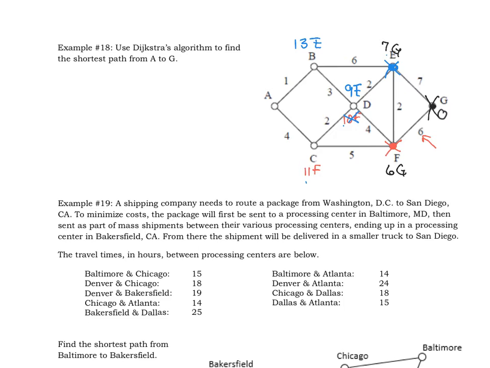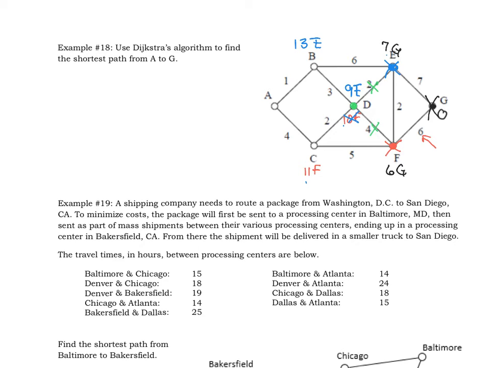Okay, so now I look at all my distances from my unvisited vertices, and I've got a 13, a 9, and an 11. So that makes vertex D current because it has that lowest total distance there. Okay, so I'm not going to go down this path anymore because E's been visited. I'm not going to go down this path anymore because F has been visited. So I only have 2 paths I'm going to go down.